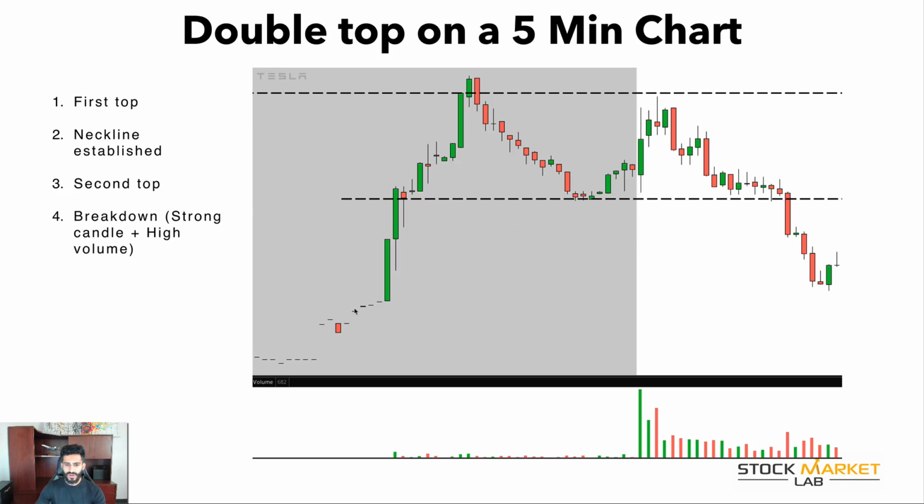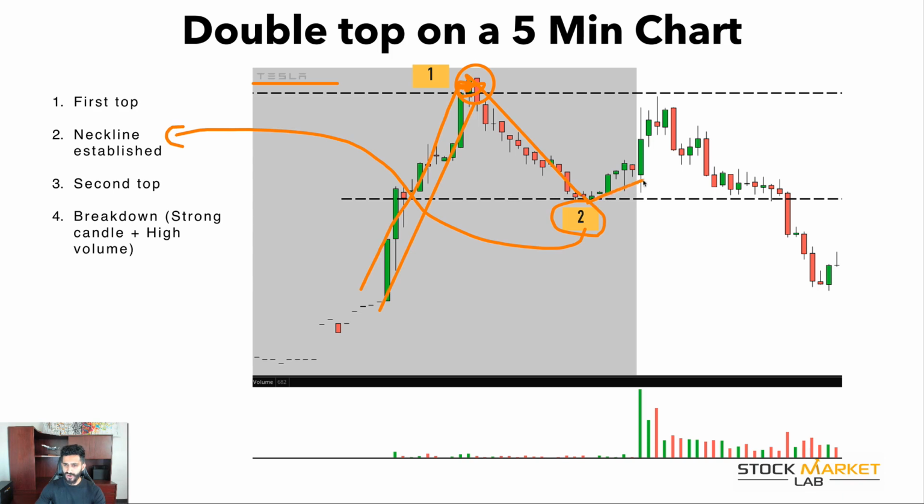If you look right here, we have a double top on a 5-minute chart. We're looking at the stock Tesla. You can see pre-market, it makes a high and gets rejected around this point. That's the first top. Then the stock has a pullback. So until right now, we don't have any chart pattern. The stock goes up, gets rejected, has a pullback, a retracement. This is healthy. The level it pulls back to now becomes our neckline. So the neckline is now established.